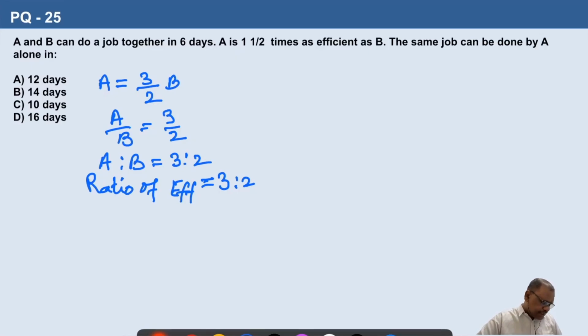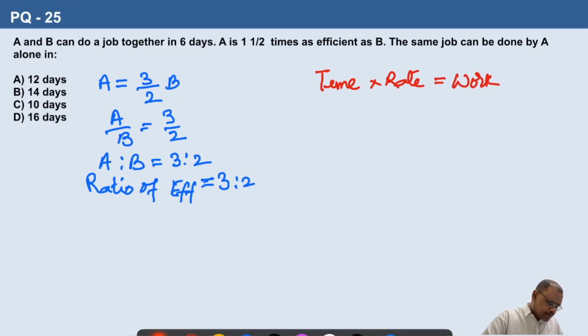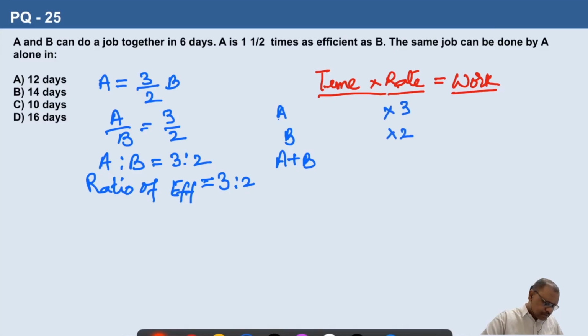So here A and B can do the job together in 6 days. So let us write down time into rate, that is efficiency, is equals to total work. So we have two people here, A and B, and A plus B. So what are the efficiencies? A and B, 3 and 2. So combined efficiency is 5.